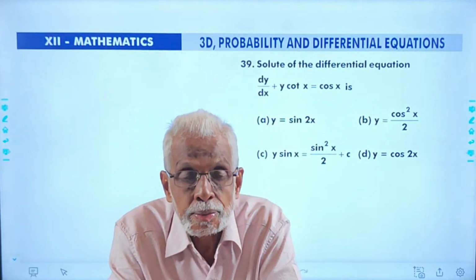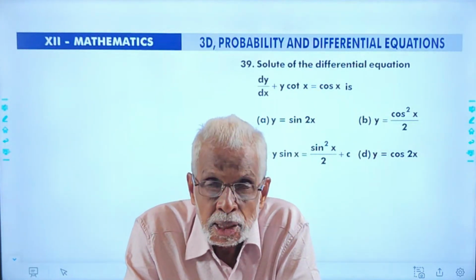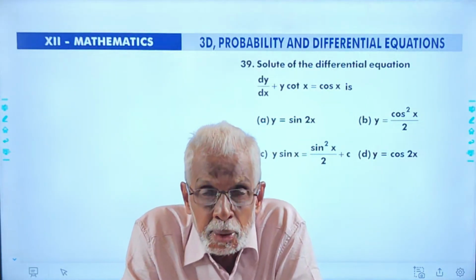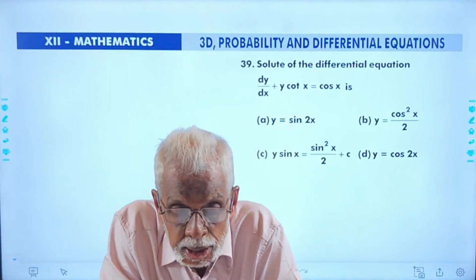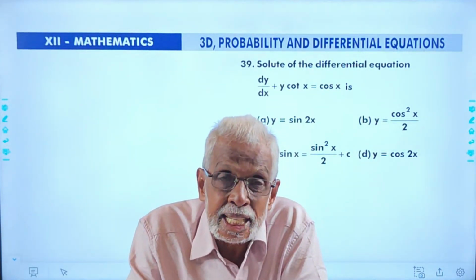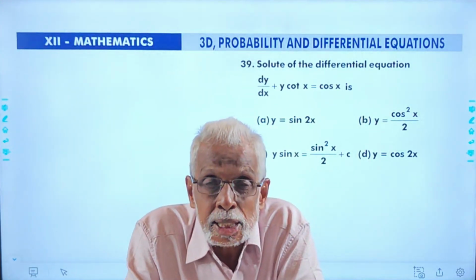So the ninth question. dy by dx plus y cot x is equal to cos x. It is a linear differential equation in y on x. Here what is P? P is equal to cot x. What is Q? Q is cos x. Then what is the integrating factor? e raised to integral P dx. That is e raised to integral cot x dx. You know integral cot x is log sin x.